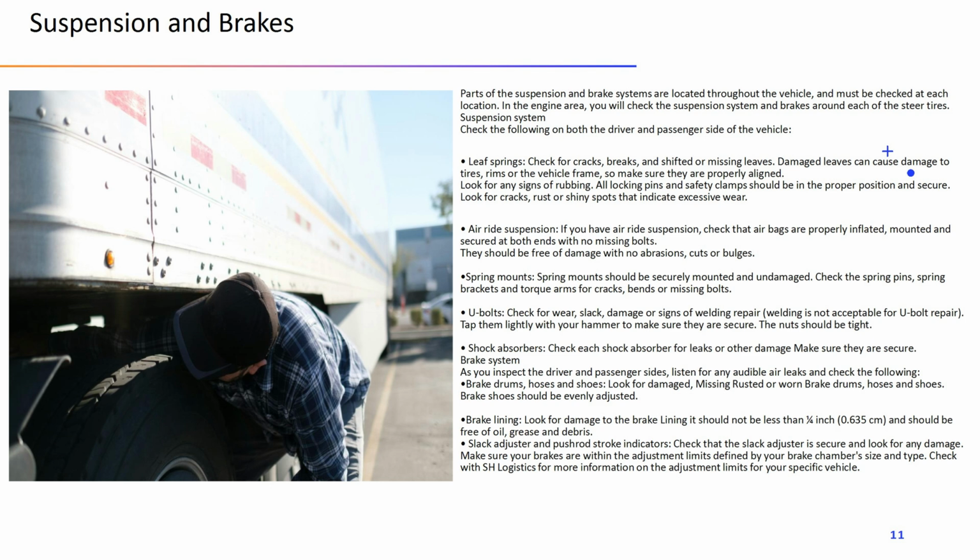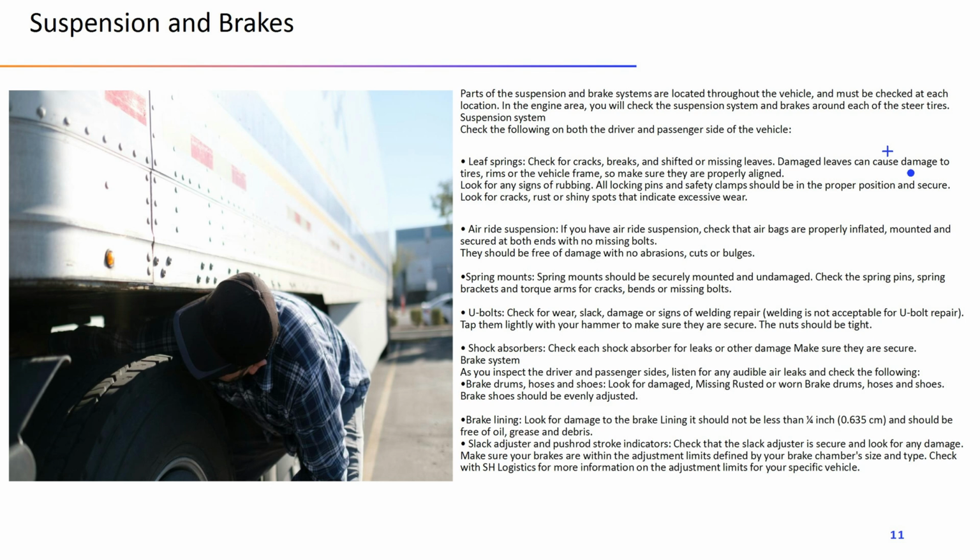Brake system. As you inspect the driver and passenger sides, listen for any audible air leaks and check the following. Brake drums, hoses, and shoes. Look for damaged, missing, rusted, or worn brake drums, hoses, and shoes. Brake shoes should be evenly adjusted. Brake lining. Look for damage to the brake lining. It should not be less than 1/4 inch (0.635 centimeters) and should be free of oil, grease, and debris.